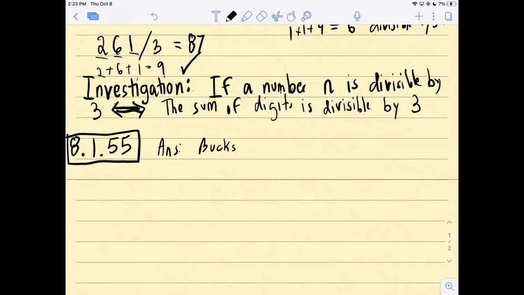So the answer is: the Bucks made 6 3-pointers and 31 2-point baskets.